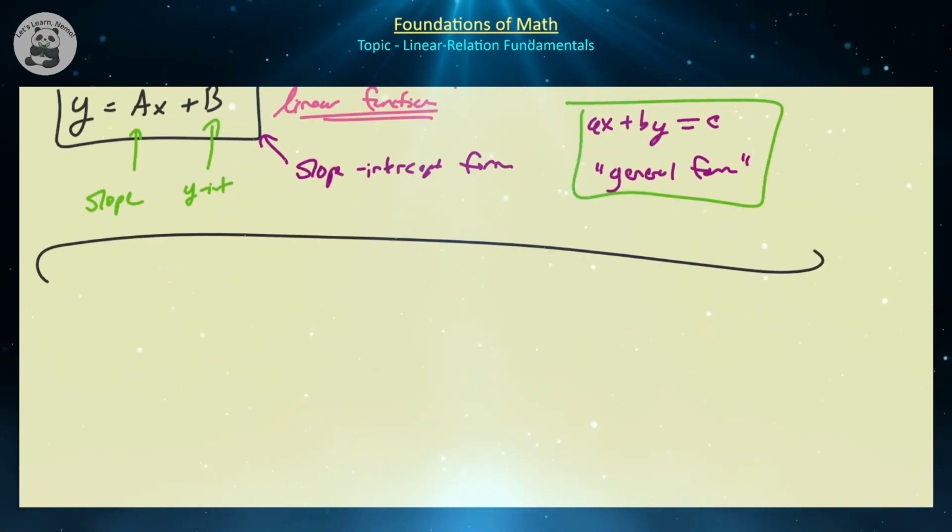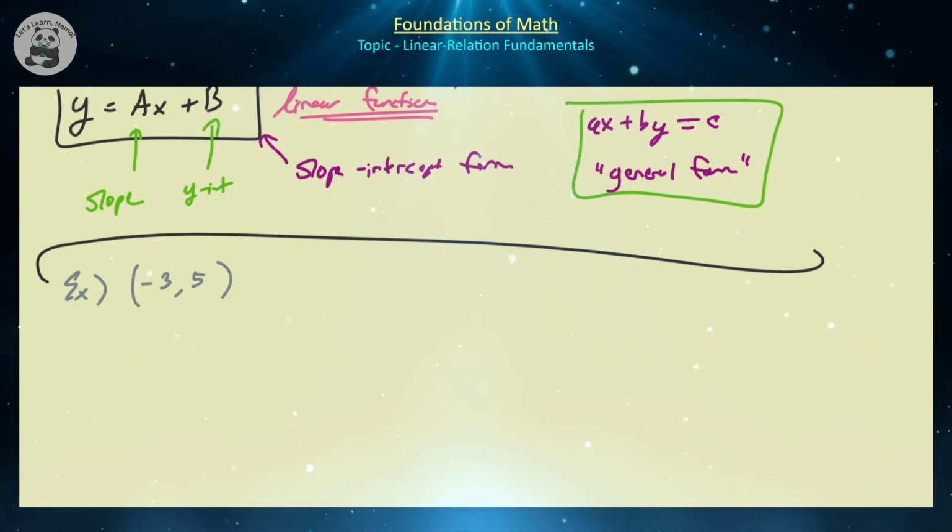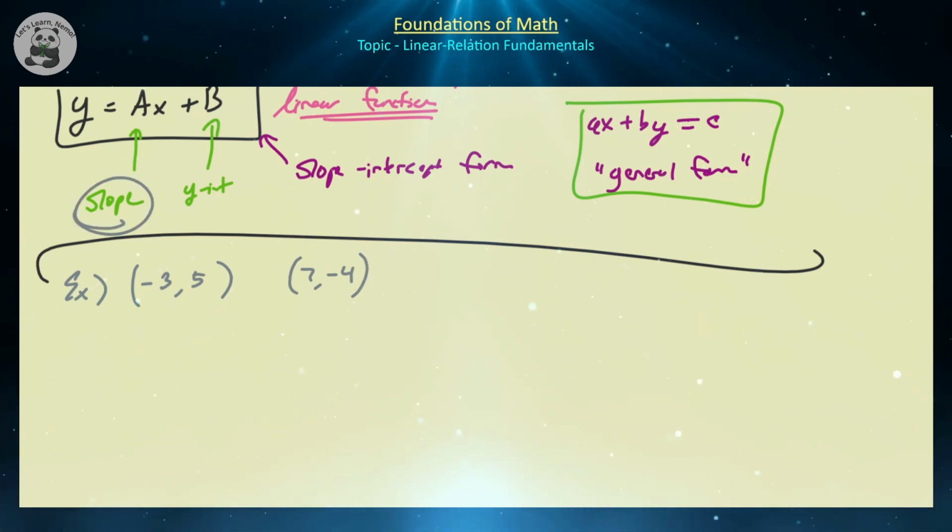If we were given 2 points and we want to find the equation of the linear function that passes through both of them, let's assume that we have the points, for example, (-3, 5) and (7, -4). We already know that the slope is one of the important things that we have to find, and we know how to find the slope between 2 points. So let's go ahead and start with that.